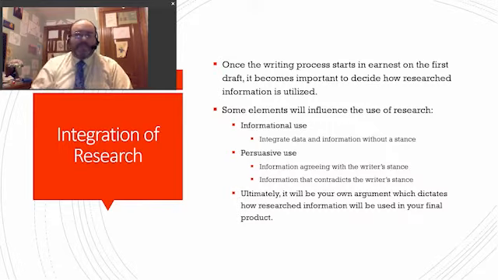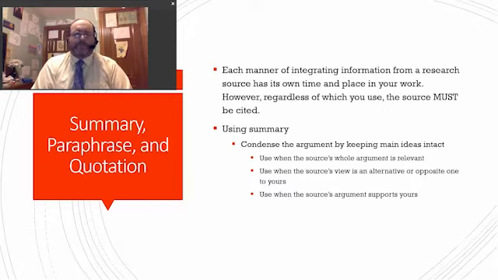Ultimately, it will be your own argument which dictates how research information will be used in your final product. And when you go to use that information, that's when you're going to need to use citation. Okay? It's also going to be how you're going to be integrating with different forms of integration. Each manner of integrating information from a research source has its own time and place in your work. However, regardless of which you use, the source must be cited. Okay? There's 3 primary ways of integrating information from a research source, and that would be summary, paraphrase, and quotation.